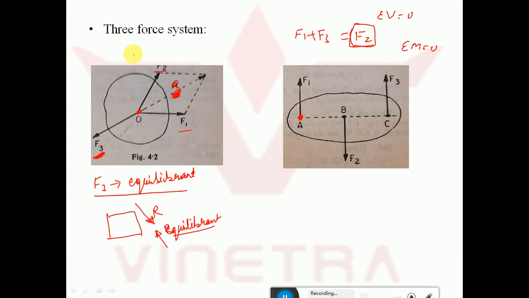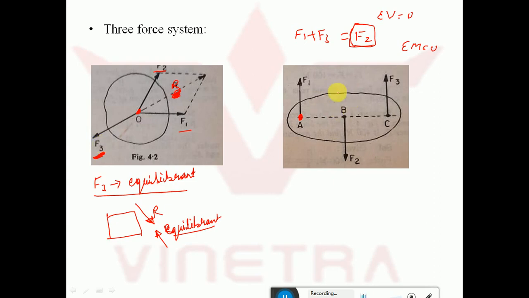So for a three force system to be in equilibrium, what is the required condition? The resultant of two forces should be equal, opposite and collinear to the third force. Then only a three force system will be in equilibrium.